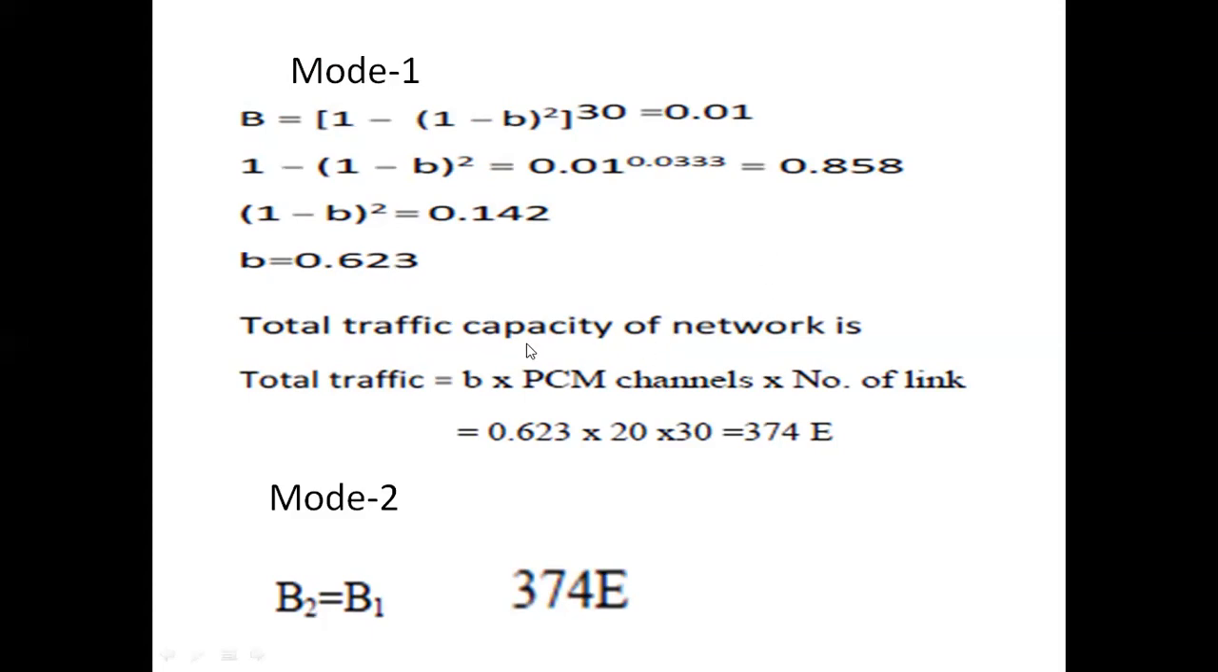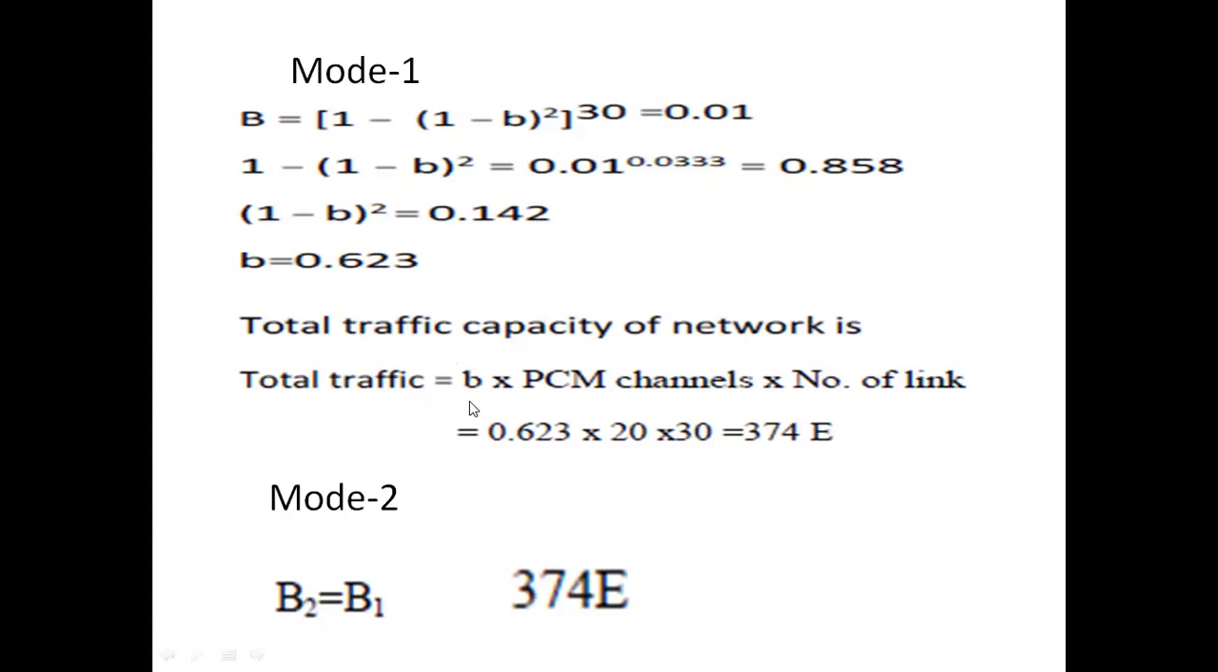It is also asking what the traffic capacity of the network is. As you know, you can use the small b value. Earlier we calculated the small b value. Even in this case, if small b is not given, you can always use the parameters to calculate small b using the previous equation for small b that we have discussed.